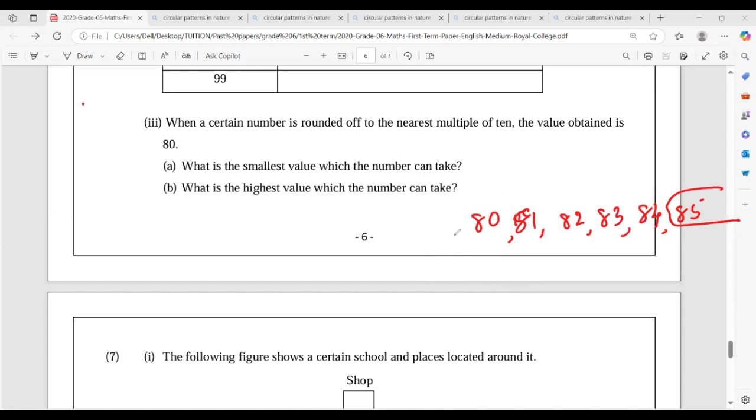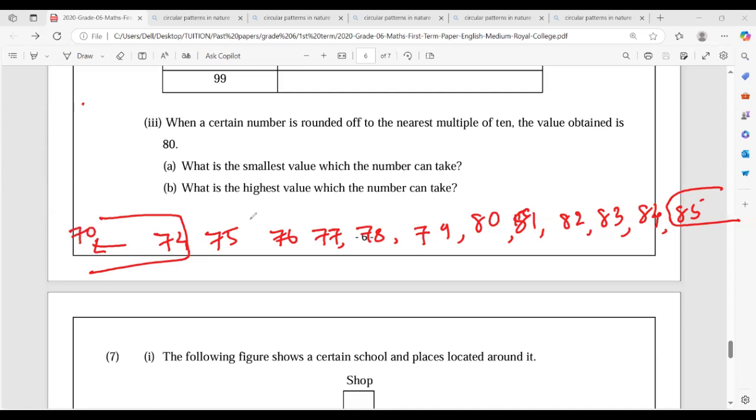90. Therefore, you can't take 85. Maybe it's 89, so not 89, it should be 79. Maybe 79, maybe 78, maybe 77, maybe 76, and 75, 74. If it is 74, it goes to 70 when rounded off to the nearest 10. So when rounded off to the nearest 10, all these numbers will give 80.